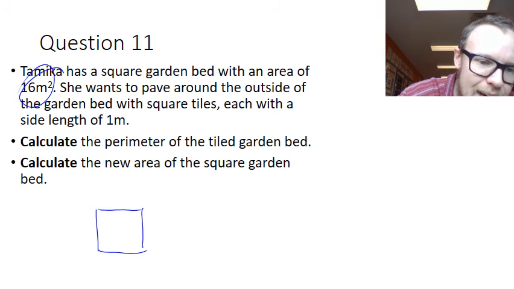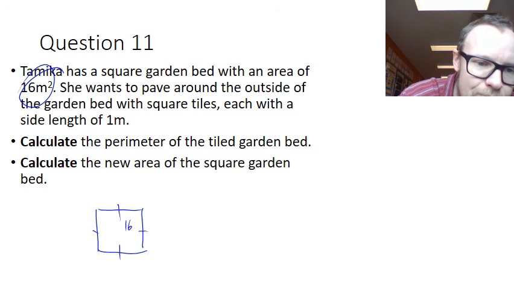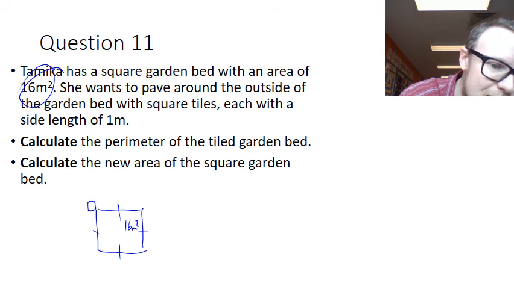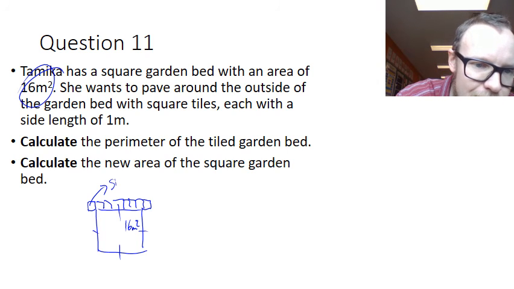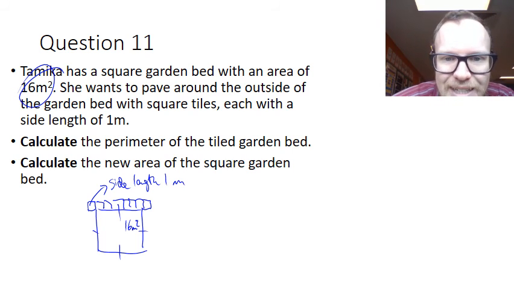We've got our square garden bed, with an area of 16 square metres. She wants to pave around the outside. So there's going to be tiles all around the outside, not to scale obviously, and each of these tiles has a side length of 1 metre. Calculate the perimeter of the tiled garden bed.